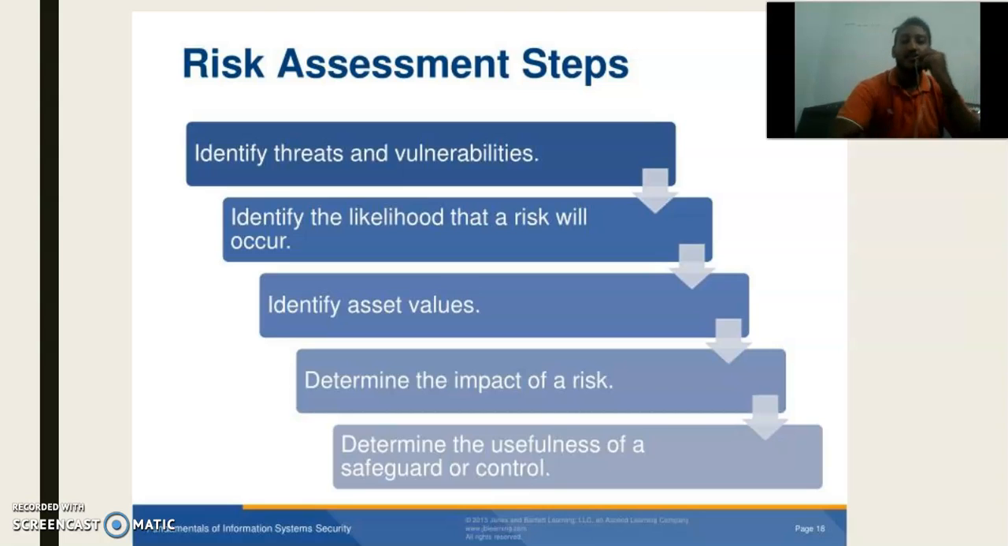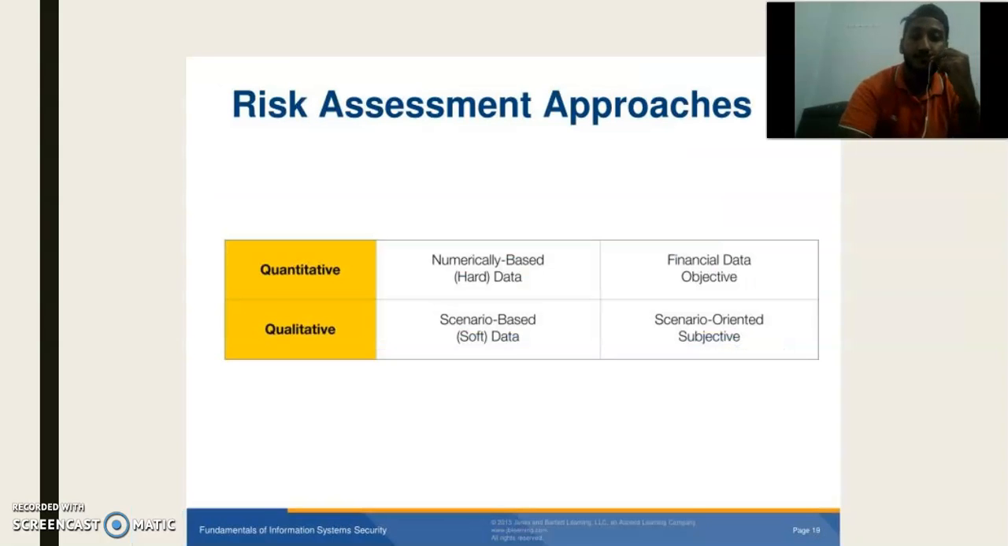Next, these are the few risk assessment steps. Let me explain about that. The first step is to identify threats and vulnerabilities, and then we need to identify the likelihood that a risk will occur. The third step is to identify asset values, and the fourth step is to determine the impact of the risk. Lastly, we need to determine the usefulness of safeguards or controls.